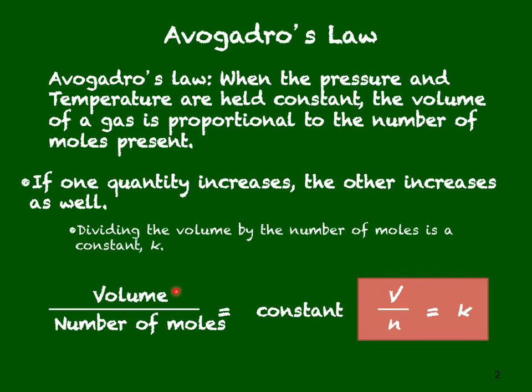Another way to say that is if I take volume, divide by the number of moles, that's going to equal a constant. And n is what we use for our number of moles. So volume over n is equal to a constant.